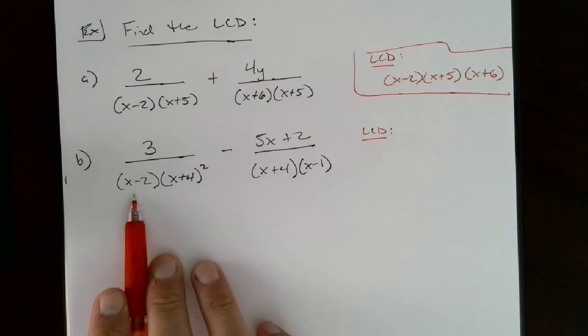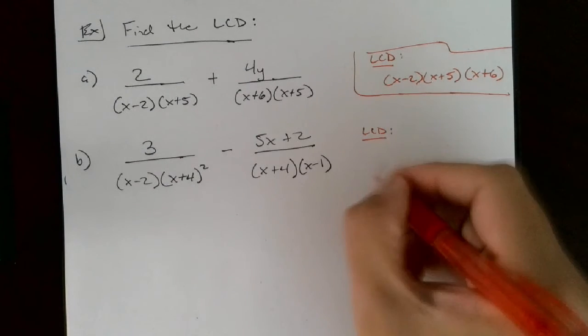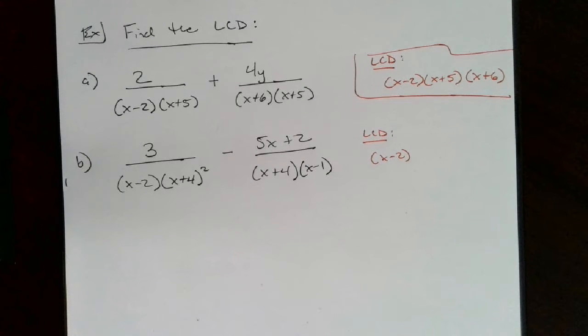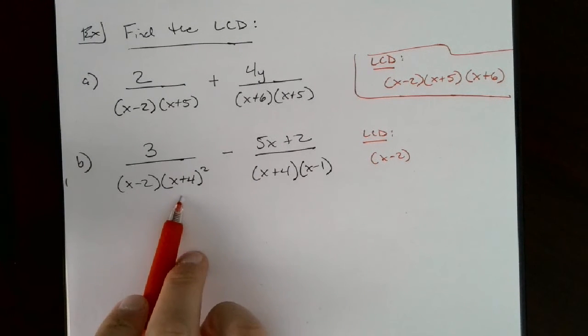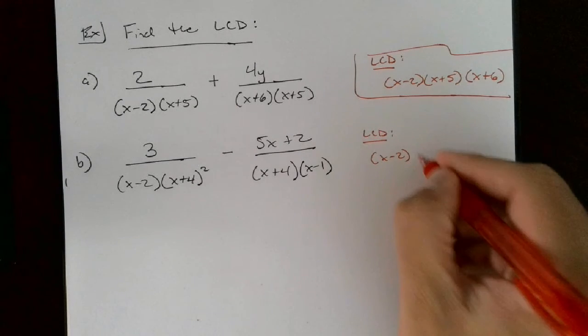So here, the first factor I see is x minus 2. I don't have any factors x minus 2 here, but all it has to do is appear in one of them to be used as part of our LCD. So we need x minus 2 to the first power. Here I see a factor of x plus 4 quantity squared. Here I just have x plus 4. So I know I need a factor of x plus 4.